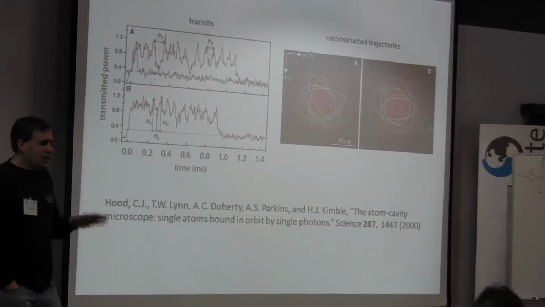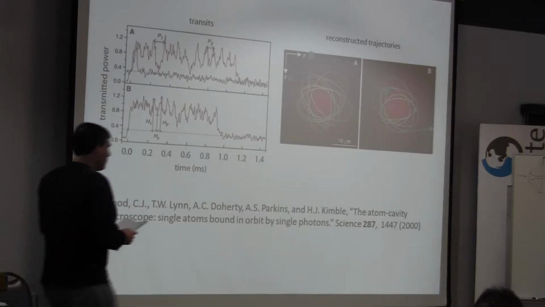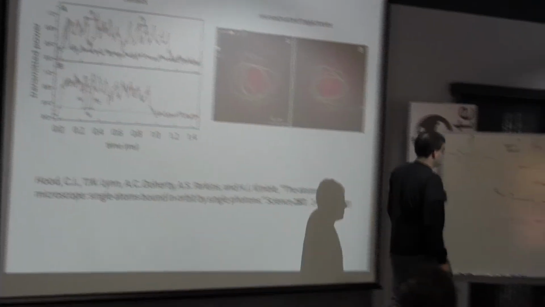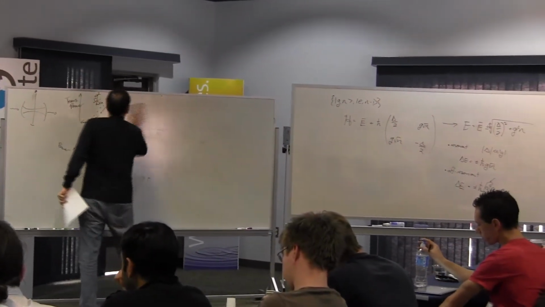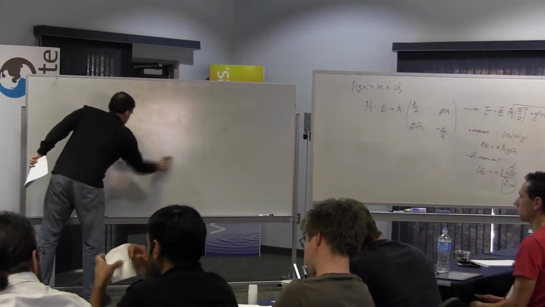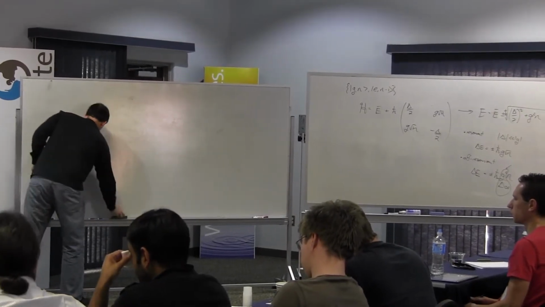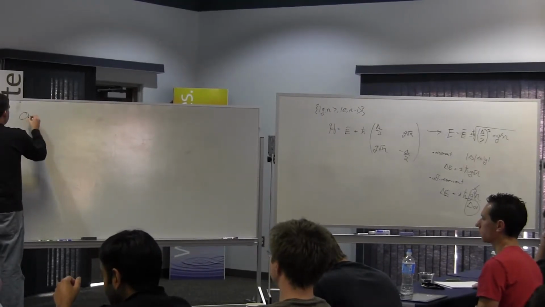And in order to make the transits that are observed here match with the motion that they would have predicted for the atoms, they had to admit that the atomic motion must be very heavily influenced by the cavity field itself. Okay, so there are optical forces on the atom, and where do these optical forces come from?